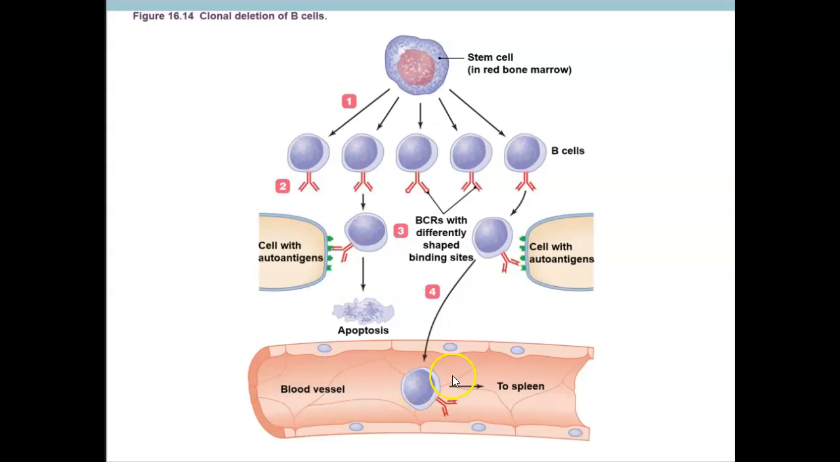And when it does, that's when this cell will become a plasma cell, or do mitosis and produce a whole bunch of plasma cells, and then produce lots and lots of antibodies. In the next section, we're going to talk about cytokines.